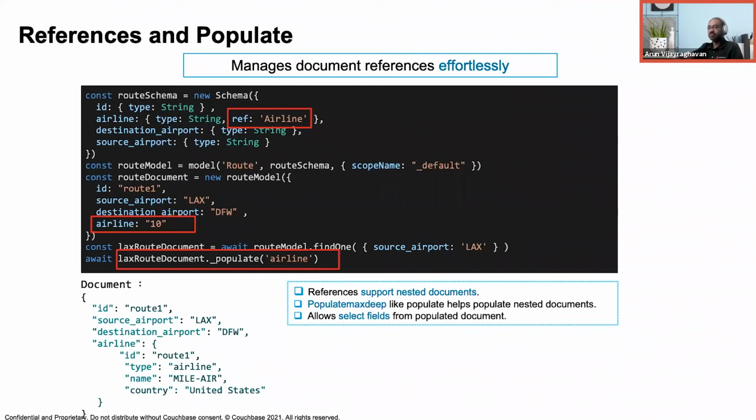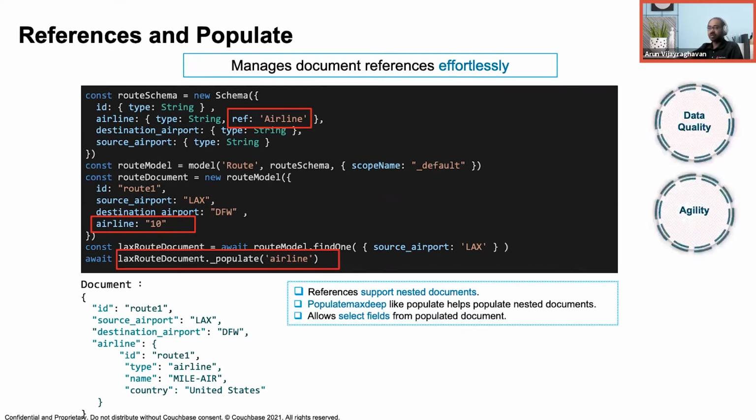The ref keyword is used to refer to another document or model. As seen in this example, the route schema has a reference to airline. The parent document simply stores the ID of the referencing document. Later, a call to the populate method on the model populates the reference document. Document references can be nested. By default, Ottoman's populate method will populate first level references only, but you can increase the nesting level by setting the populate max deep option. While populating a document, you can also choose to select fields that may interest you. References and populate bring in data quality and agility.